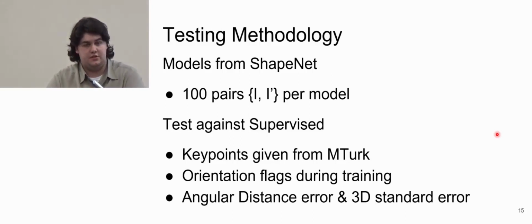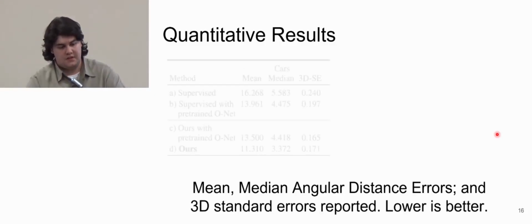And so the metrics that they use for their evaluation scheme are angular distance error, which is calculated very similarly to the rotation loss, and the 3D standard error, which is more or less a Euclidean distance between the key points that are calculated and the ground truth.